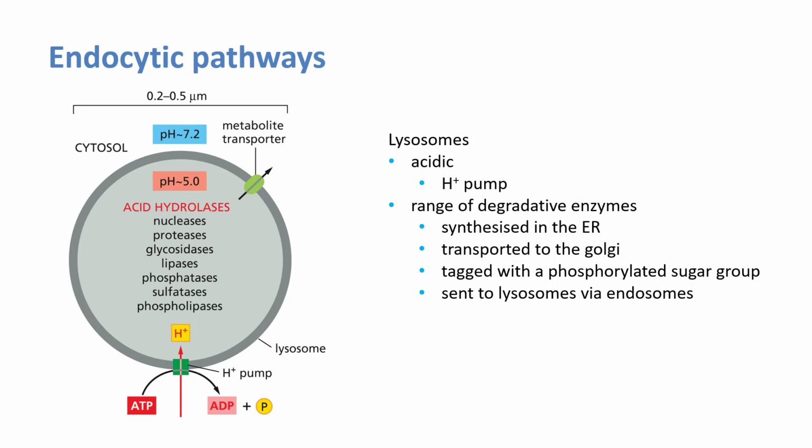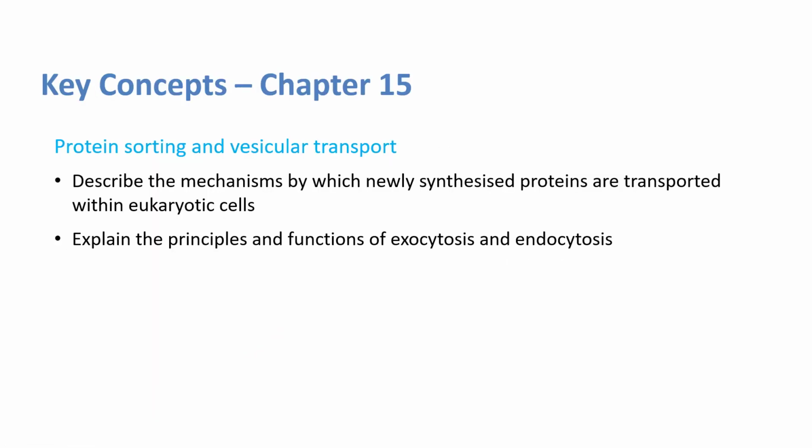So that's the processes by which our synthesized proteins are able to be transported to the various parts of the cell by these really targeted and well-controlled processes. And it's really important also the way that cells are able to transport proteins out via exocytosis and bring things in that they need via endocytosis. So that covers our protein sorting and vesicular transport at the level we need to know it. So we've described the mechanisms by which those synthesized proteins are transported, and we've discussed the principles and functions of both exocytosis and endocytosis. So thanks everyone, that was Chapter 15.